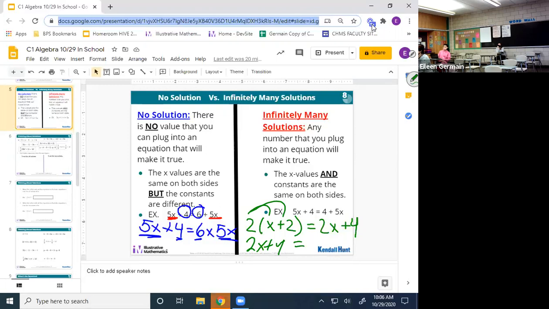So you can't just look at it right away and be like, infinitely many solutions. No. You might have to do a little bit of work first.